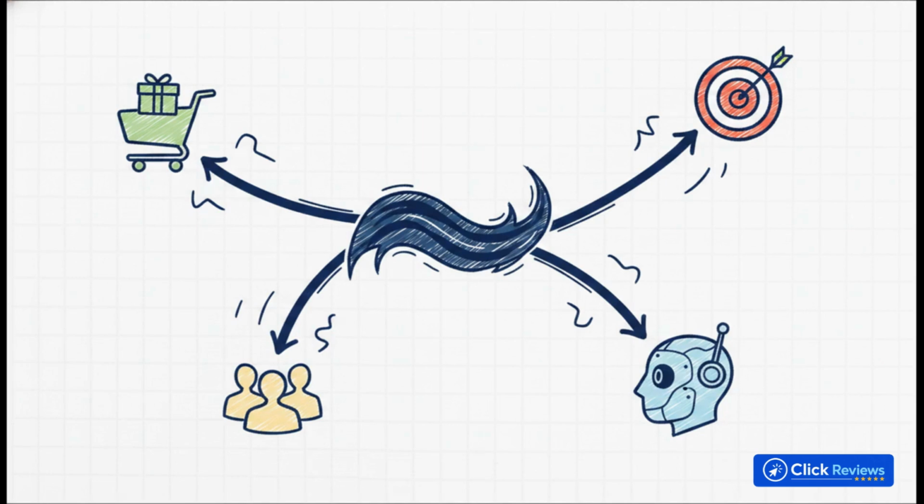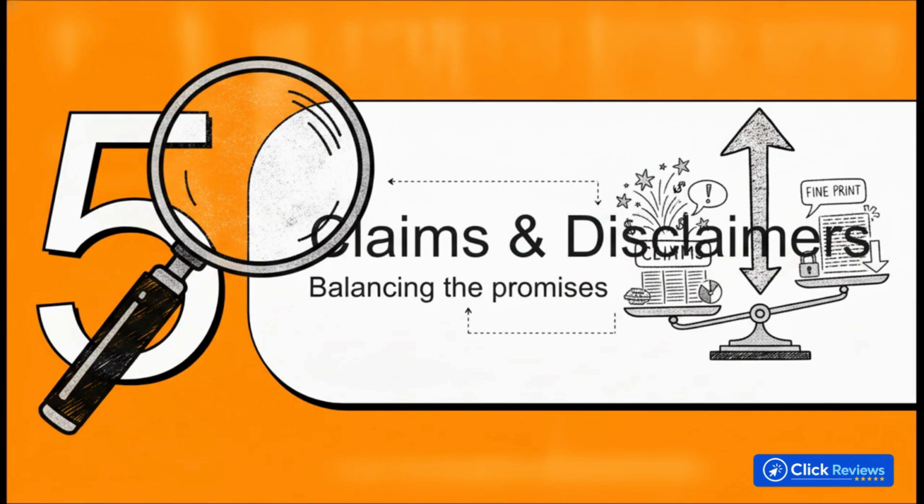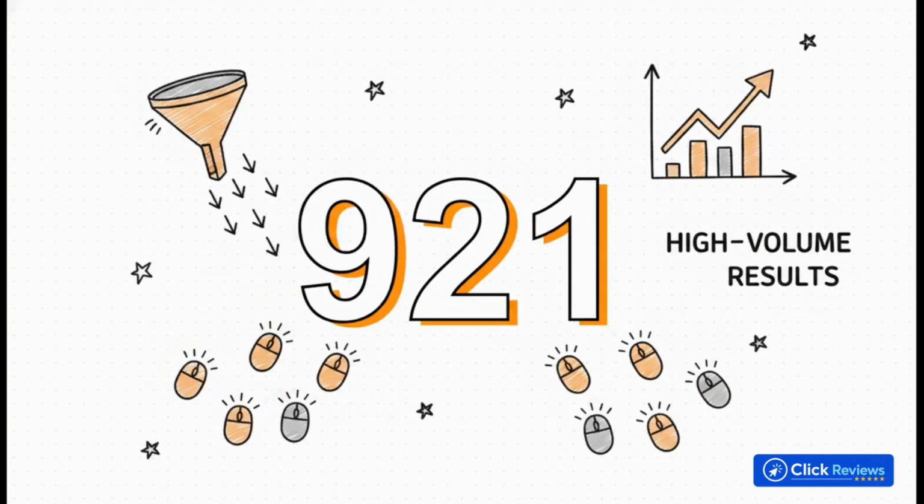Pretty wild, right? Which brings us to our final section, Section 5, Claims and Disclaimers. Time to balance the promises with reality. As always, we have to look at the full picture here. If you read through the source material, there's one super specific metric that just keeps getting repeated over and over again to grab your attention. 921. The creators claim that their simple 15-minute method triggers an average of 921 fresh buyer clicks per day to virtually any link they want to promote.